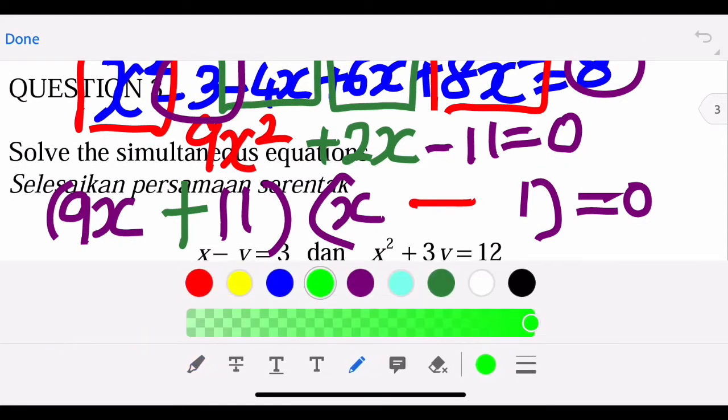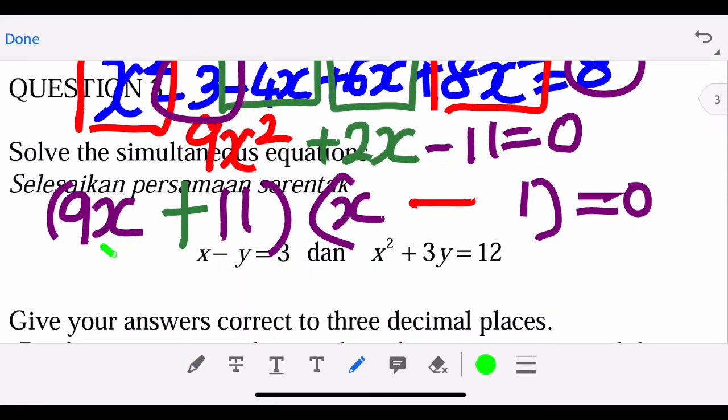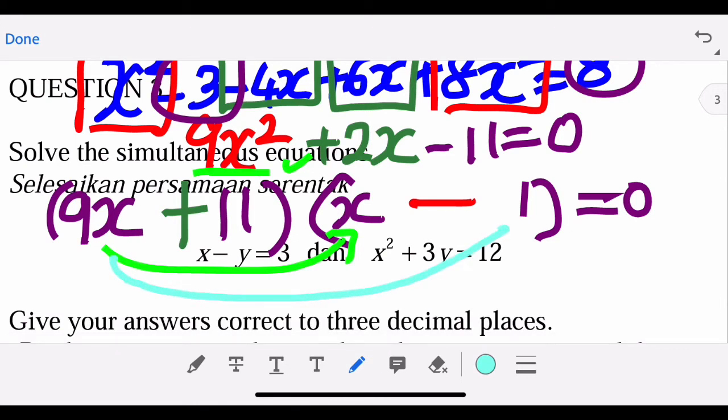And then the final step is you have to double check. Factorize 9x squared. Are you getting it back? Yes, 9x squared, tick. Always double check because careless mistakes tend to happen. And then you multiply 9x and negative 1, you get negative 9x, right? And plus with the 11x, you will get positive 2, right?